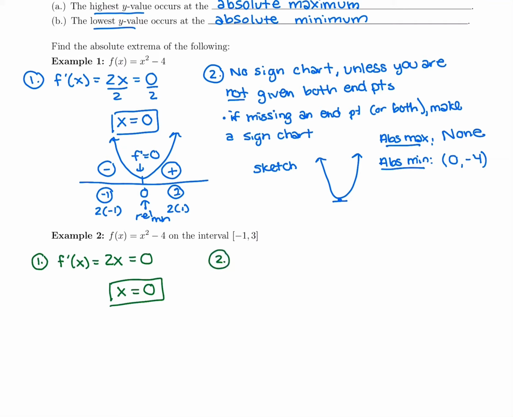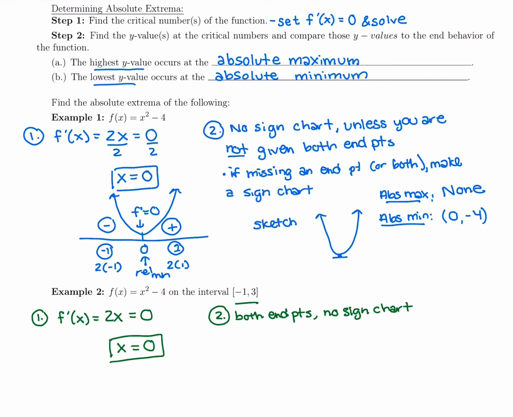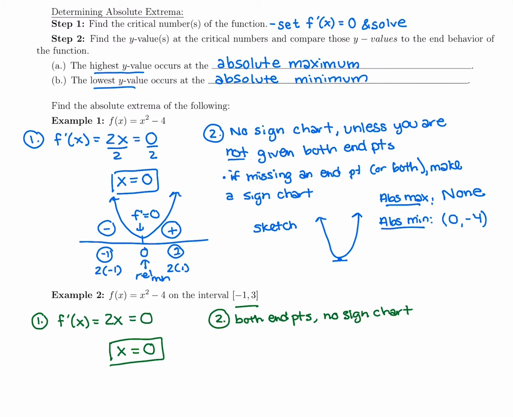You do not have to make a sign chart. Here I have both endpoints, so I don't have to make a sign chart. Makes my life a little bit easier. I'm going to do the second step up here. I'm going to find the y values at the critical number and compare it to the y values at the end behavior, or the endpoints.